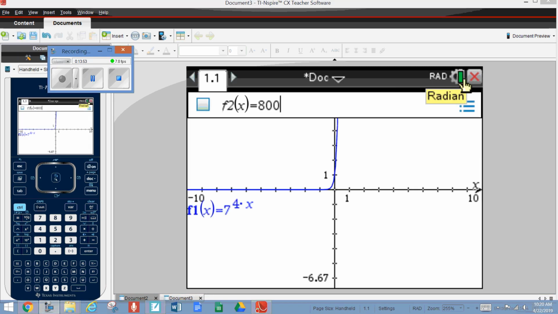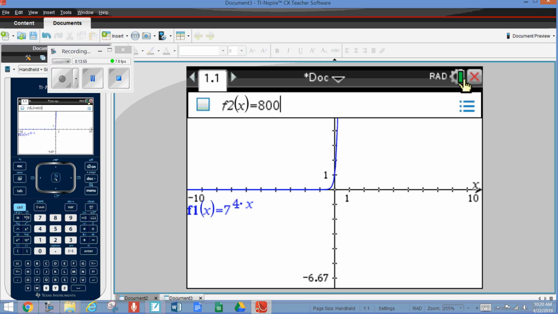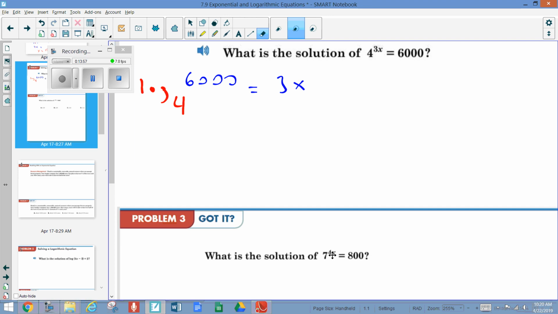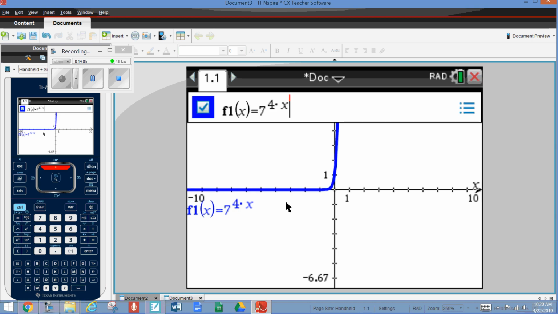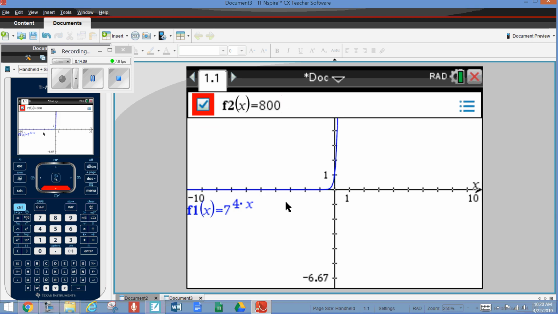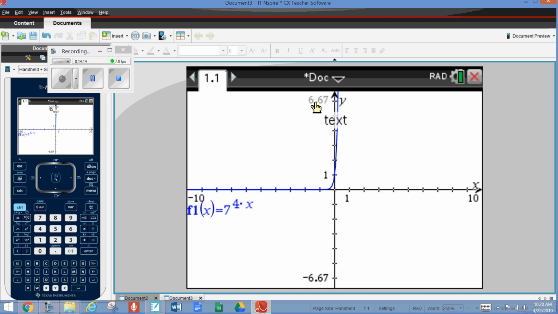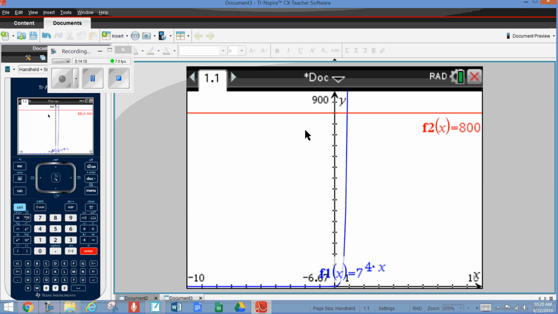Okay, we're solving the second question now. The second question is on the board. Look, 7 to the power of 4x is equal to 800. We're going to graph both. The first one, 7 to the power of 4x. We did that. As you see, it's the blue graph. And then 800. You don't see that, of course, because this number is less than 800. Make it 900. You see that?